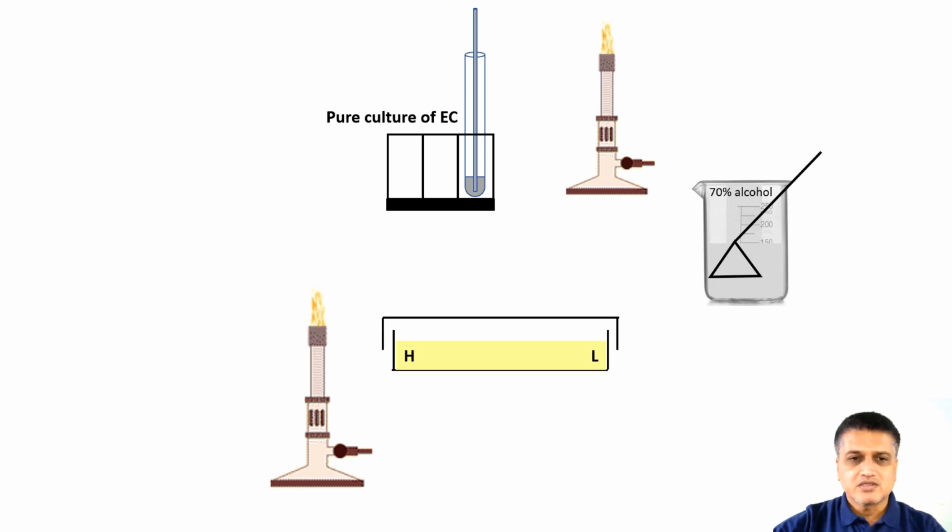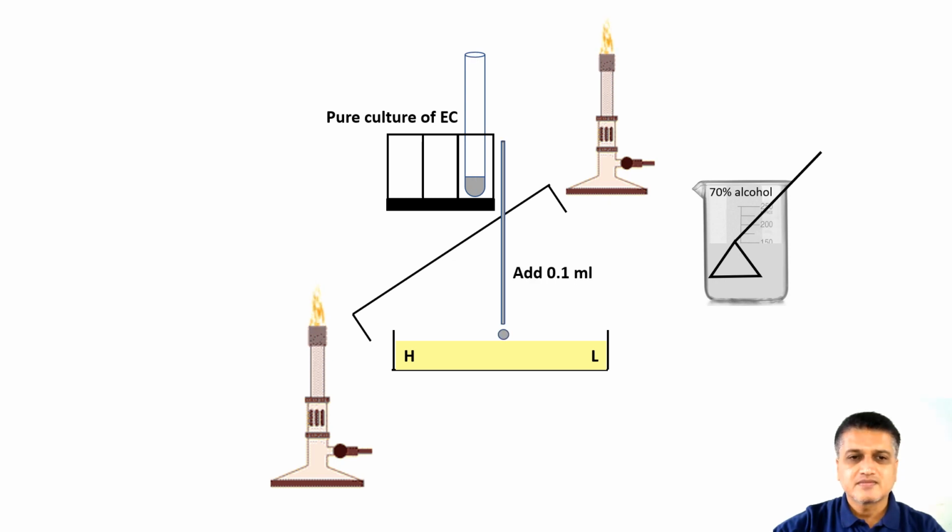Now place the streptomycin gradient plate in the center of an aseptic area. Open the lid of the streptomycin gradient plate. Add 0.1 ml E. coli culture onto the surface of agar.